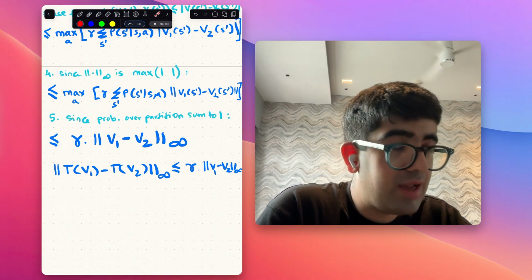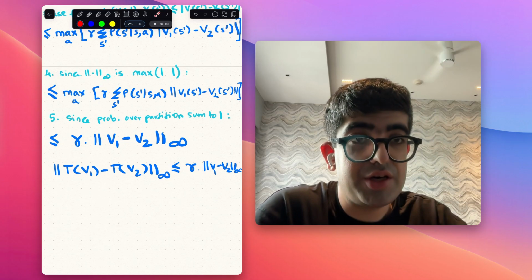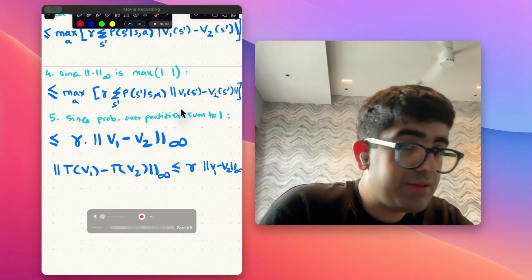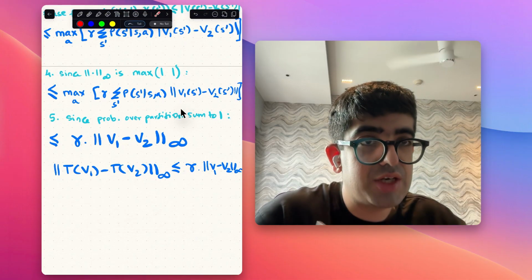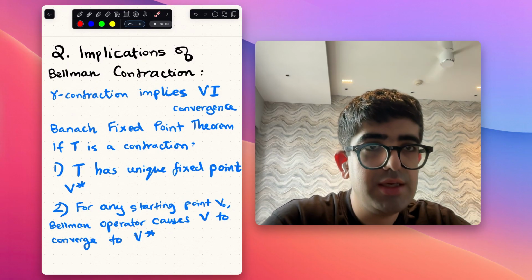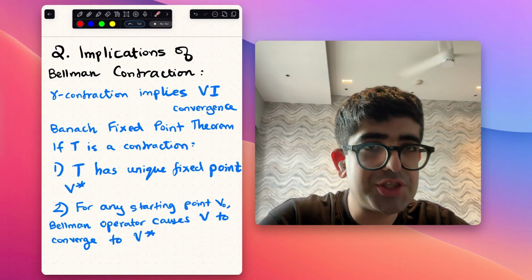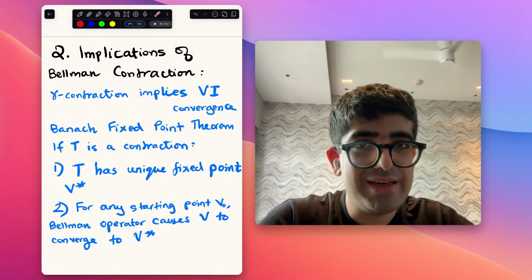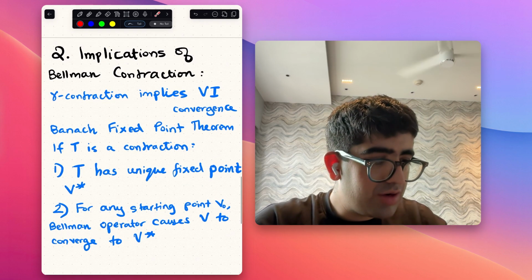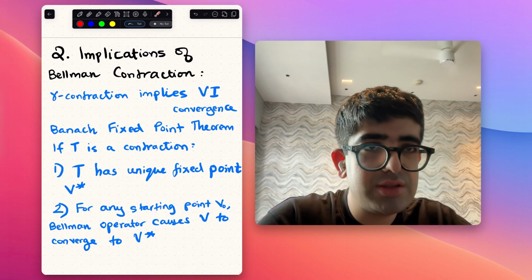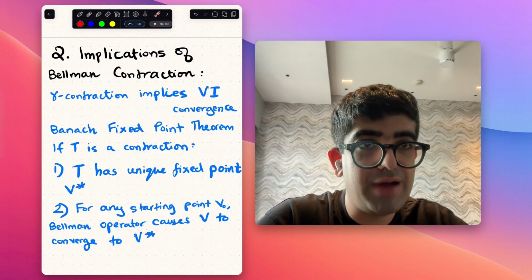So if we have a high value of gamma, then it takes more iterations to converge. And on the other hand, if we have a low value of gamma, it converges quickly because the contractions happen quicker. And now, finally, that we have proven that the Bellman operator is a gamma contraction, this has some really interesting implications. So first off, a gamma contraction implies value iteration convergence to the optimal value function.